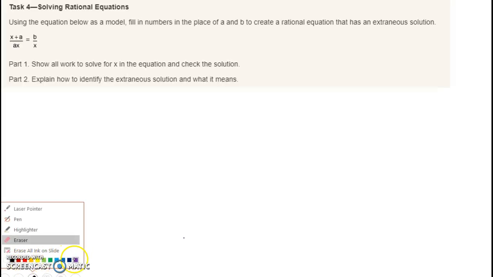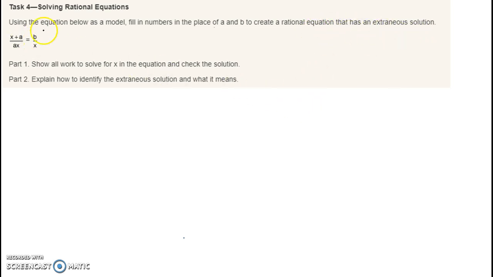Okay, so I'm going to go ahead and give you an example of how to do number 4, task 4 on the honors project. The only thing I ask is that you don't use the exact same numbers I use. So it says using the equation below as a model, fill in the numbers in the place of A and B to create a rational equation that has an extraneous solution.